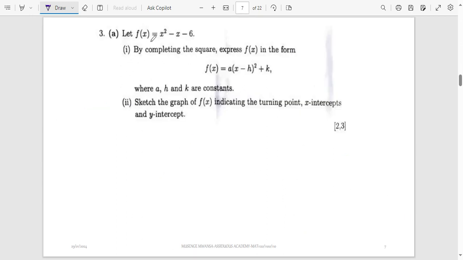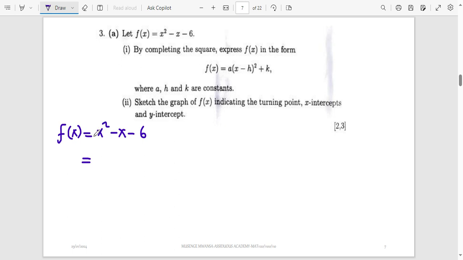Let f of x be equal to x squared minus x. Express f by completing the square in the form a(x minus h) squared plus k. Now I'll mention again, if you've been attending our classes, there is no exam that I've ever seen at UNZA that came and there was no completing the squares and sketching. So if you know what is good for you and you have got problems with completing the squares, make sure that you understand. So here, we want to complete the squares.